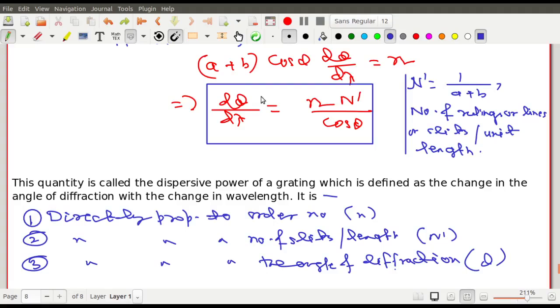তার মানে কি? More the value of this d theta, that means that more is the capability to separate out. Lambda changes very slightly, but d theta changes in a large way. Lambda also change করলো, but d theta টা major change করলো, there is a major change in d theta. So then I call it the dispersive power is very high, তাই না? For slight change in lambda, I expect a noticeable change in theta.